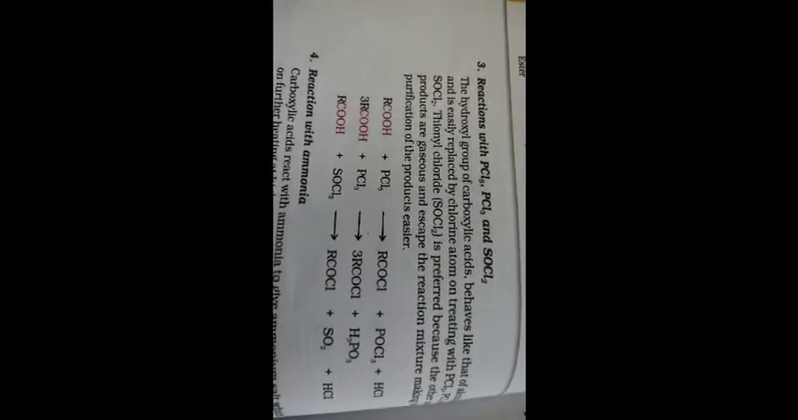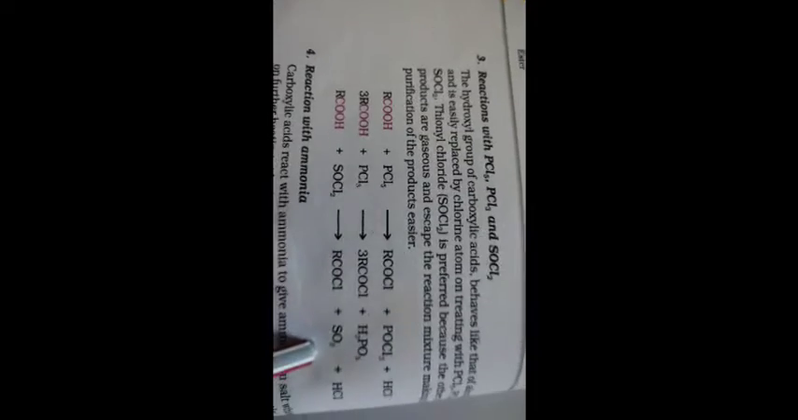When you are using thionyl chloride, you will get the byproducts sulfur dioxide and hydrochloric acid, along with the major product acyl chloride. So when acid is treated with phosphorus pentachloride, you will get acyl chloride, phosphoryl chloride and hydrochloric acid. When it is treated with phosphorus trichloride, you will get phosphorus acid and acyl chloride. And when it is treated with thionyl chloride, you will get acyl chloride plus sulfur dioxide plus HCl.